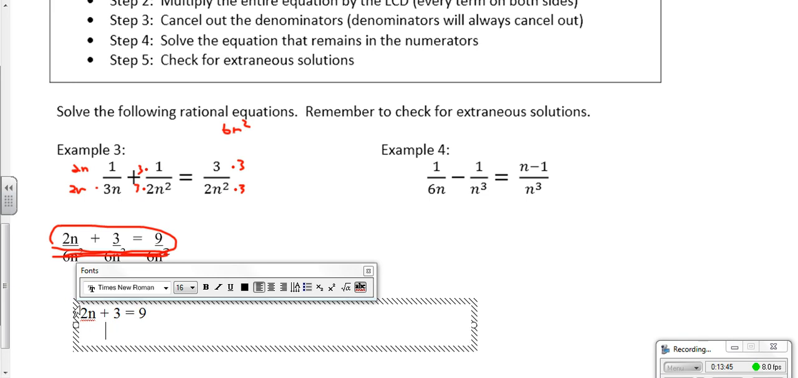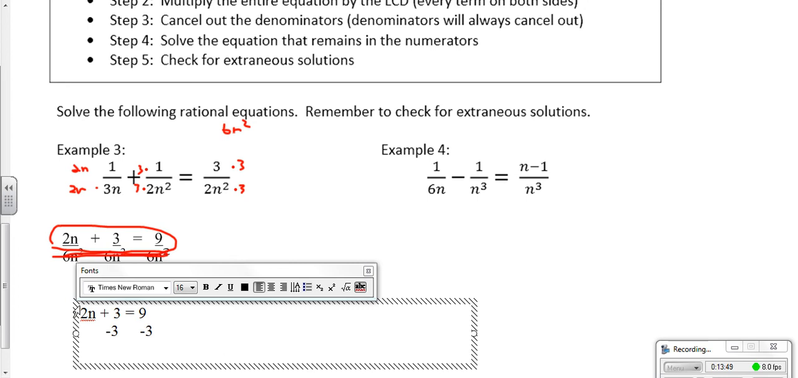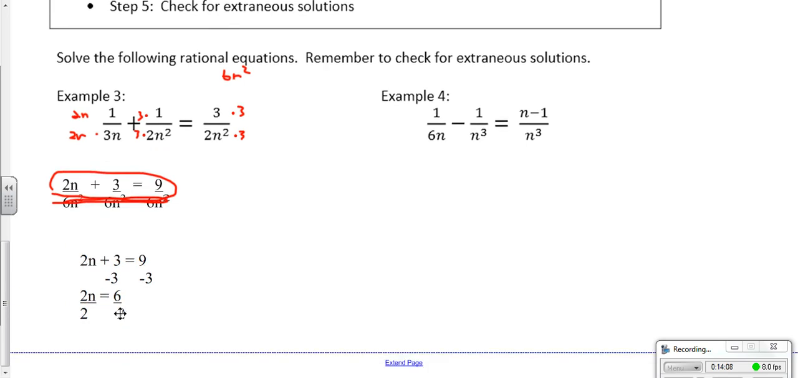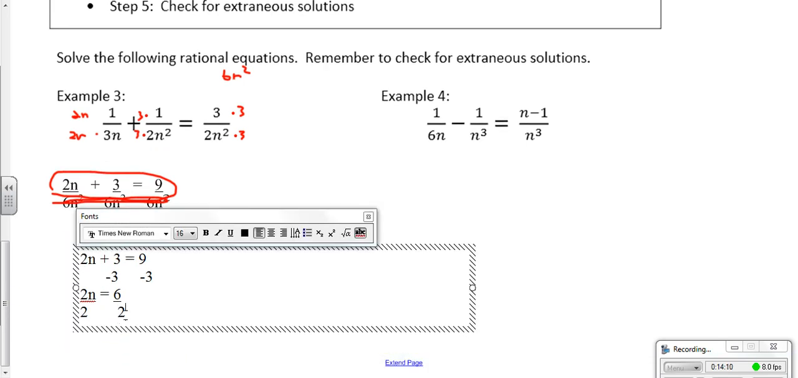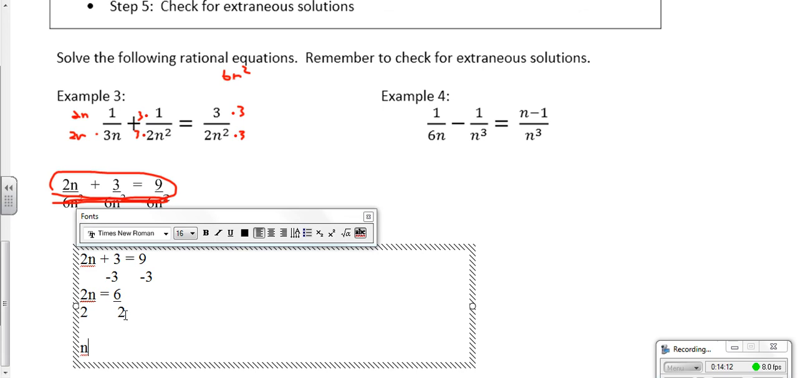Okay, so I'm going to subtract 3, and that gives me 2n equals 6. I divide both sides by 2. And that gives me n equal to 3.